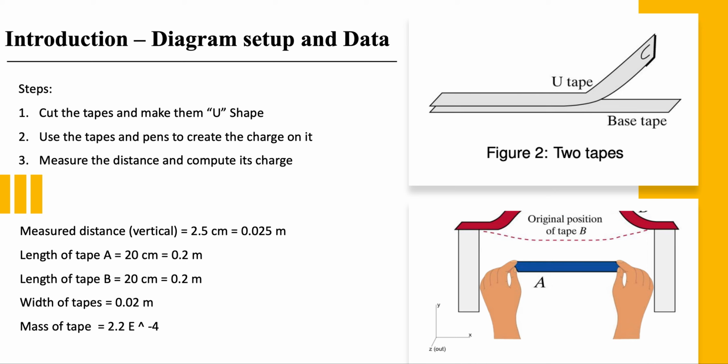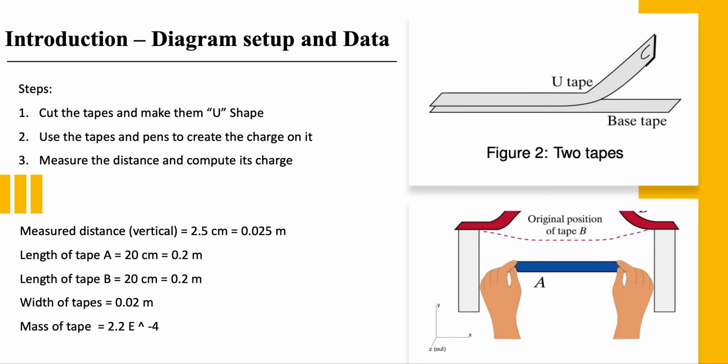This is the diagram, setup, and data. For the steps, first we had to gather all of our materials. Then we cut the tapes and made sure they were in a U shape. Following that, we used the tapes and the pens to create a charge on this field, and after that we measured the distance and computed its charge. On the top right and bottom right, you can see how I completed each of the steps.